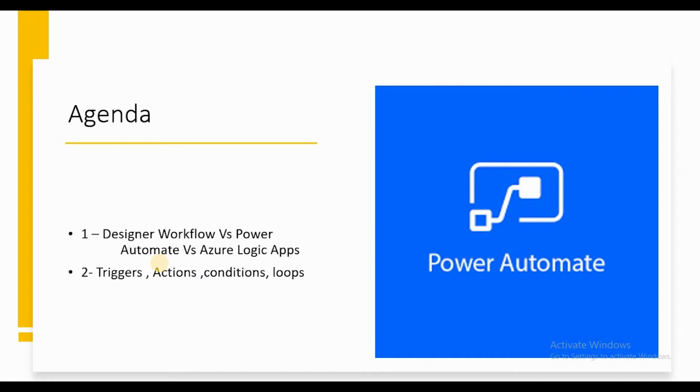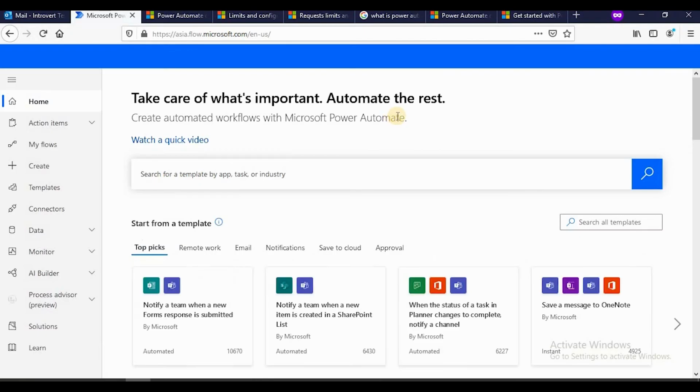Now we can learn about triggers, actions, conditions and loops. So let's navigate to the Power Automate dashboard and then we can see all these terms. So this is my dashboard, and now what is a trigger? A trigger is a mechanism which will start your workflow. Whether you want your workflow to be started manually, or automatically, or at a particular time and date, based on that, you can choose your workflows.